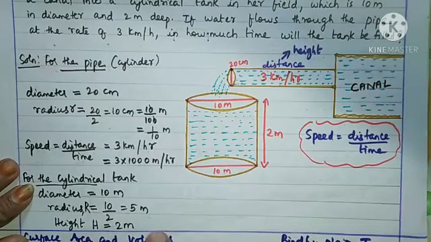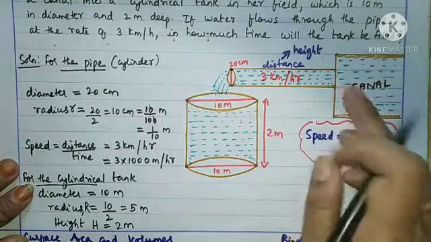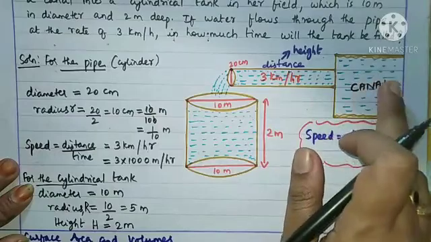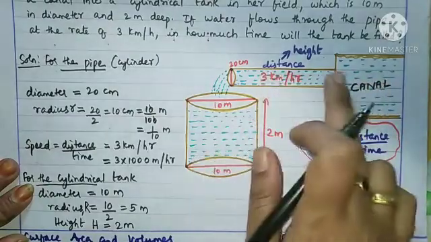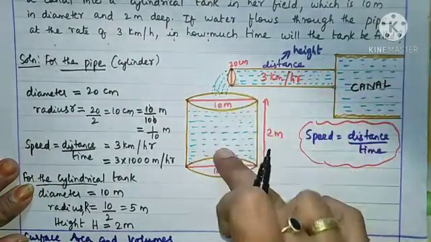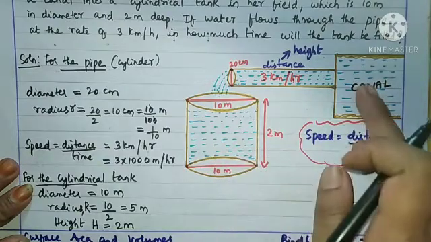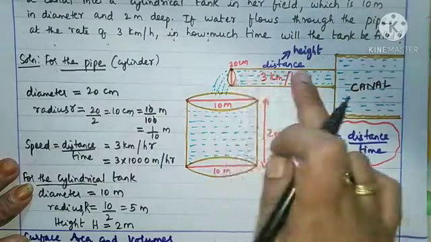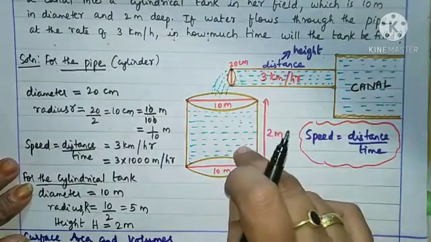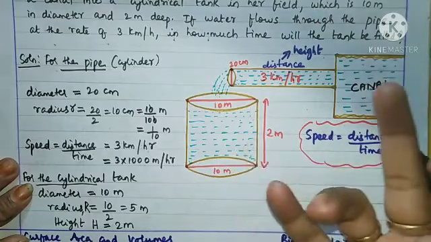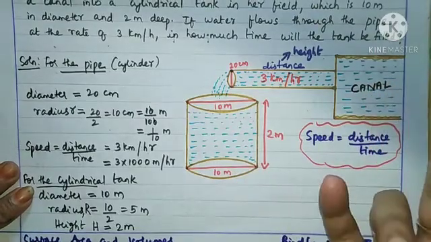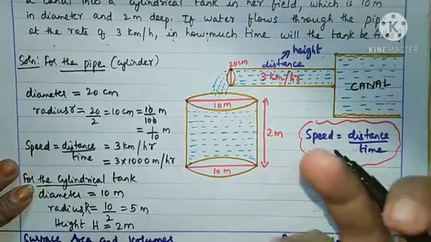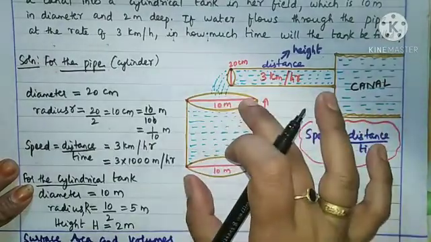Okay, now what is the concept we are applying? The water flowing from the pipe, from the canal. The water flowing from the pipe is all getting inside this tank. That means the volume of this water coming through the pipe is equal to the volume of this cylindrical tank. And what we want to find out, children? We want to find the time required for filling the tank.